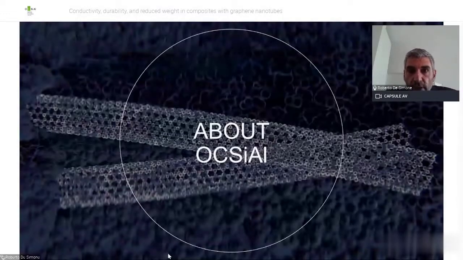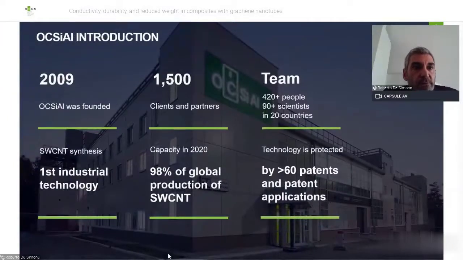A couple of words about our company. OCSiAl was founded in 2009. Currently, we have more or less 450 employees and more than 1,500 customers all over the world. We are the first company who developed an industrial production system for single-wall carbon nanotubes, or graphene nanotubes, just one sheet of graphene. And just to give you an idea of our capacity, in 2020 alone, 98% of global production of graphene nanotubes was made by Tubal.